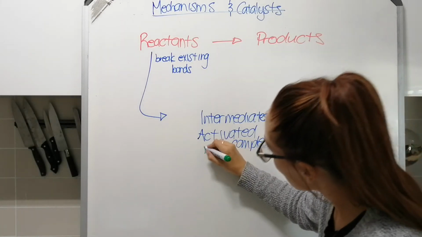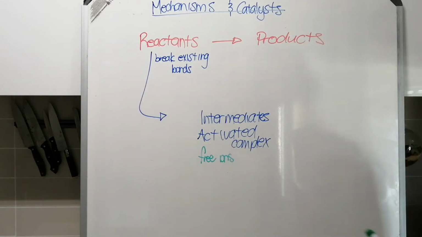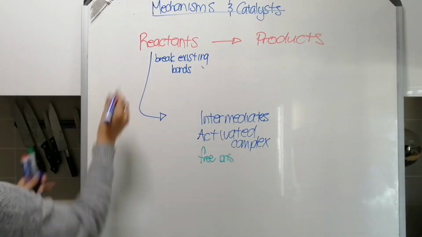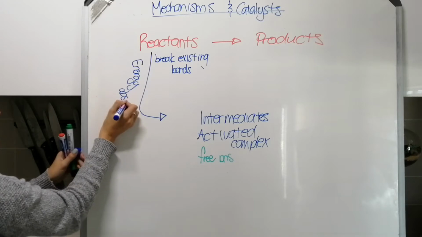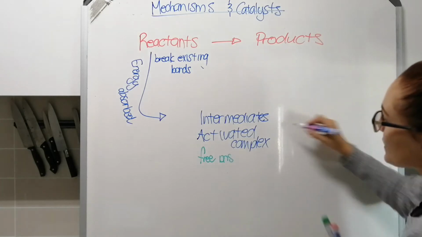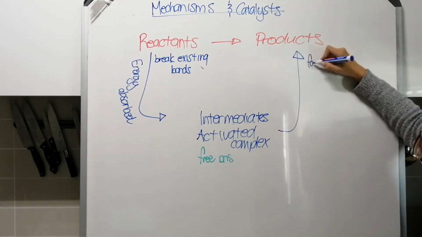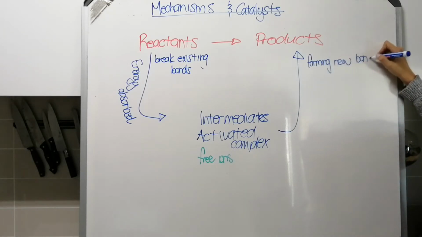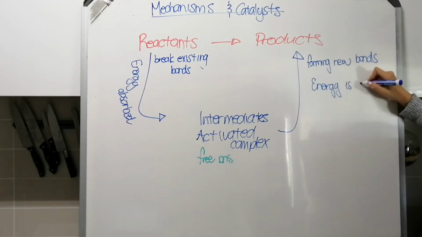Okay, so these are basically our free ions. And in order to break the existing bonds, remember we need to put energy in. Energy is absorbed by the system in order to break those bonds. And then with these free ions, we can then form our products by forming new bonds. And when these new bonds are formed, energy is released.